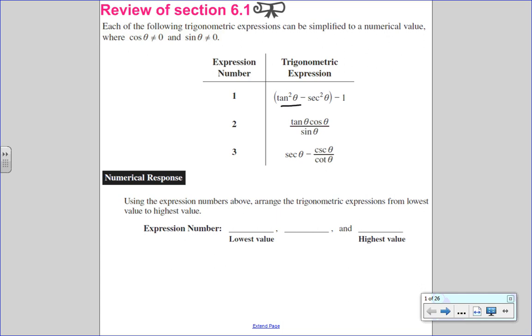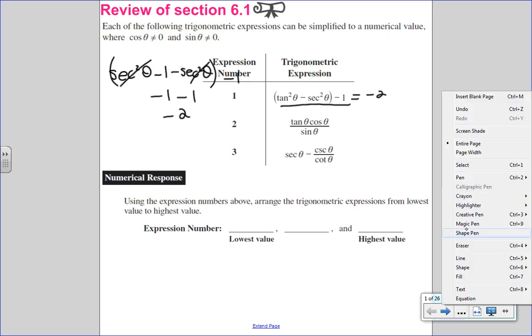So let's start with this one here, tan squared minus secant squared minus 1. I'm going to rewrite tan squared. That's one of my Pythagorean identities. Tan squared is the same as secant squared minus 1. So instead of tan squared, I have secant squared minus 1, minus secant squared, and then all minus 1. I have secant squared, take away secant squared, that's gone. So I'm left with -1, take away 1, which is -2. So this has a value of -2.